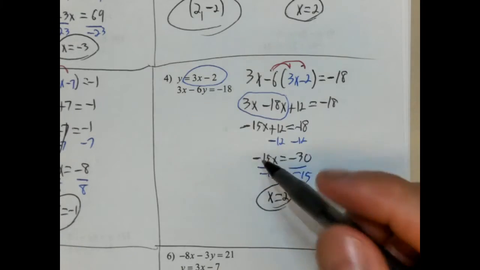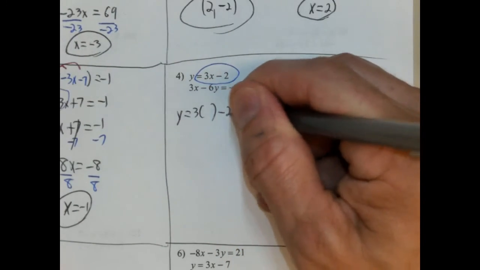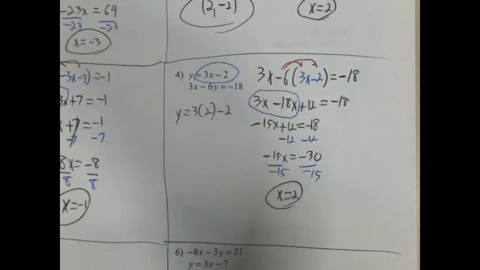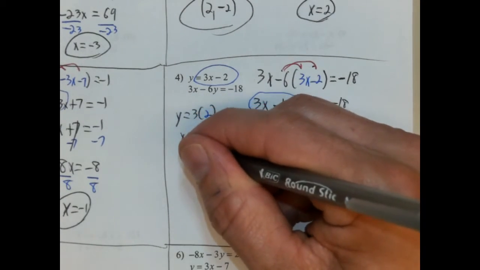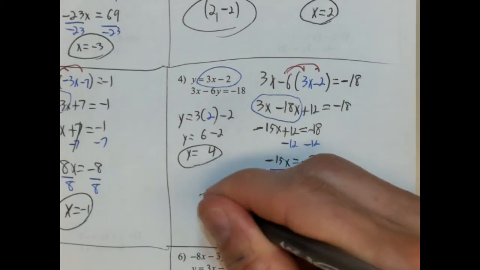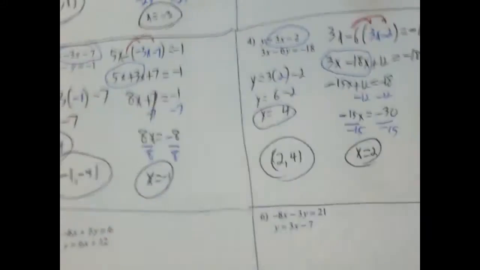All right, now we just plug that back in up here. So y is equal to 3 parentheses. Let's plug in positive 2 there. So 3 times 2 is 6. 6 take away 2 is 4. So y is equal to 4. All right, so it's 2 comma 4. There you go. All right, let's try the last two on this side.